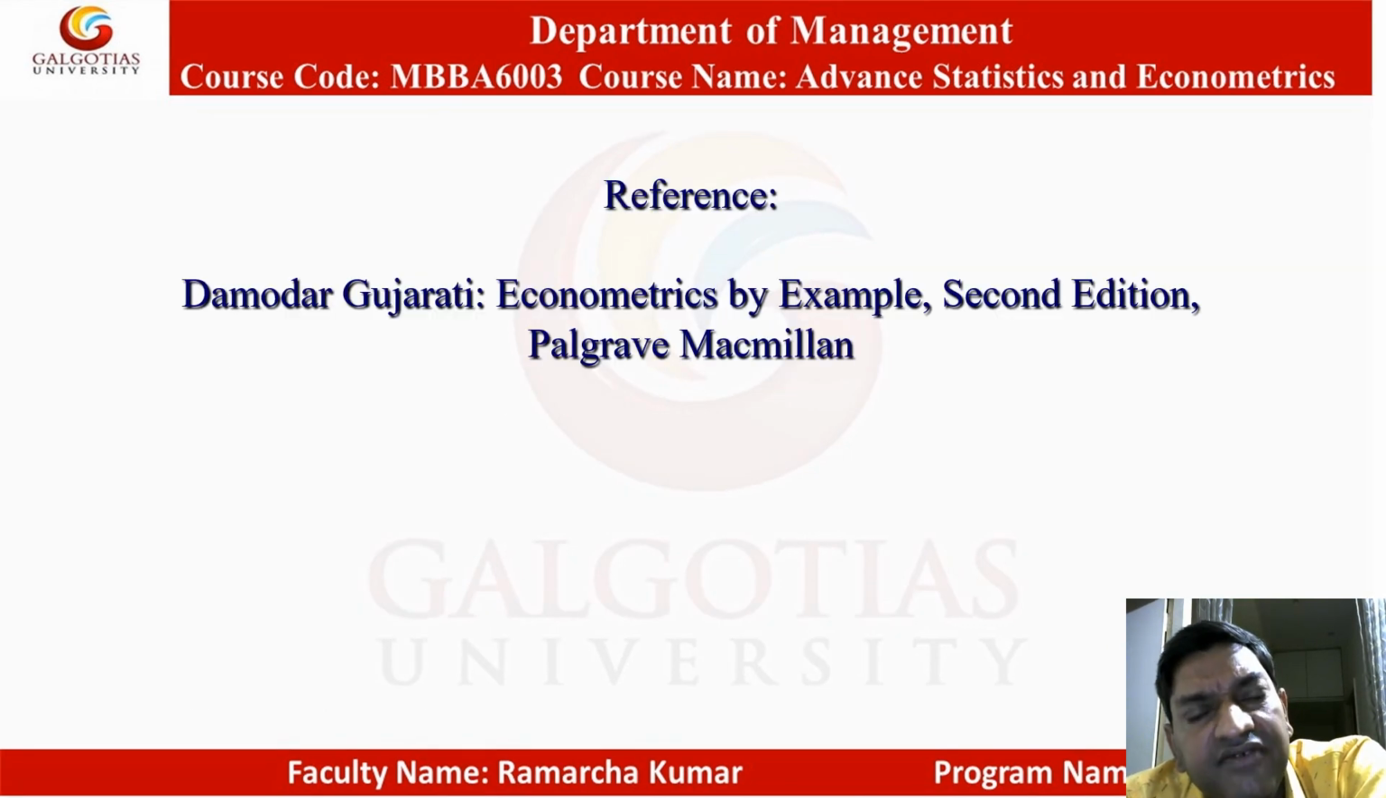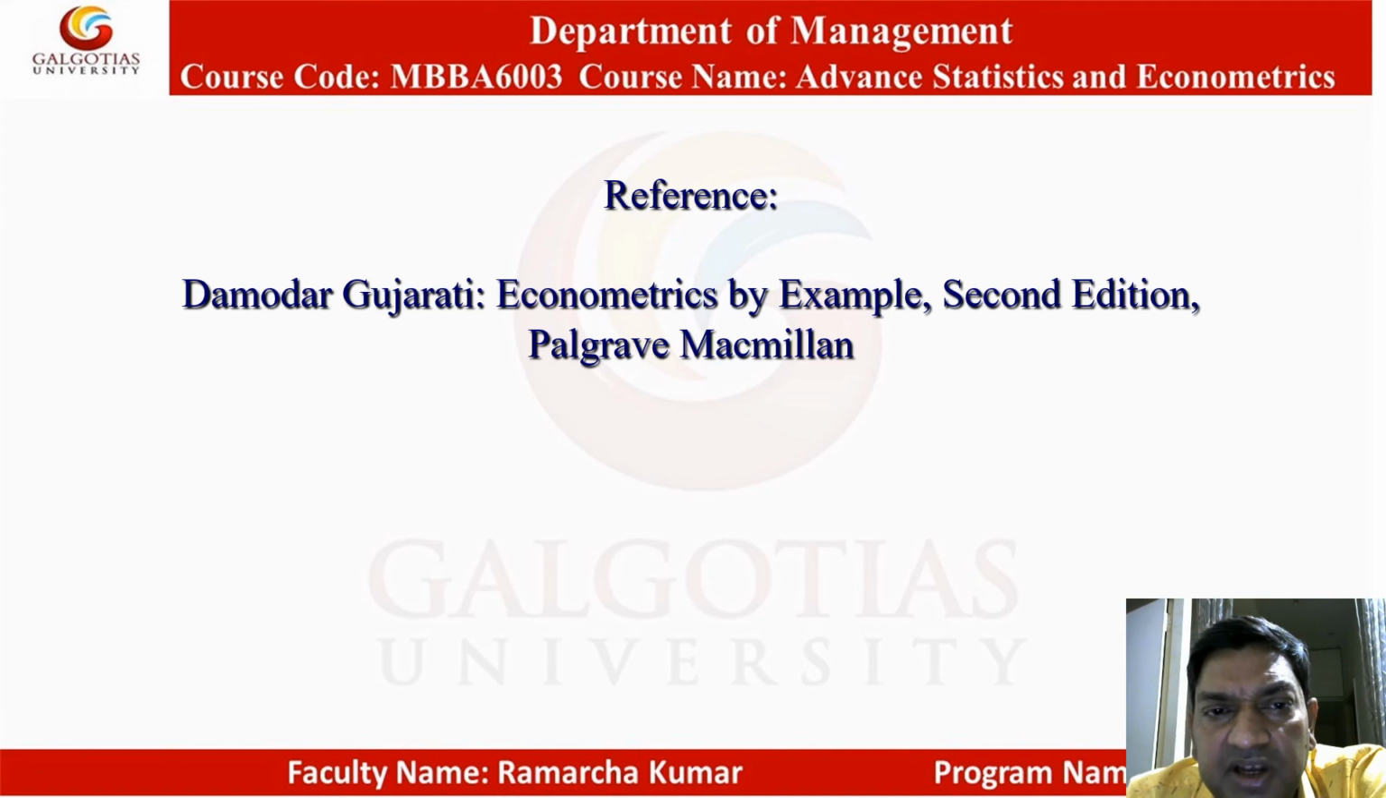The reference for all this is a book titled Econometrics by Example, second edition. The publisher is Palgrave Macmillan and the author is Damodar Gujarati.